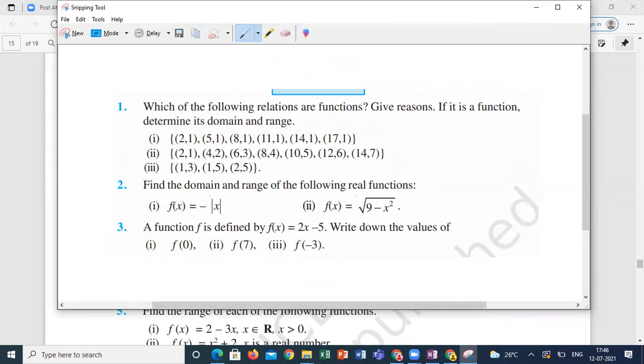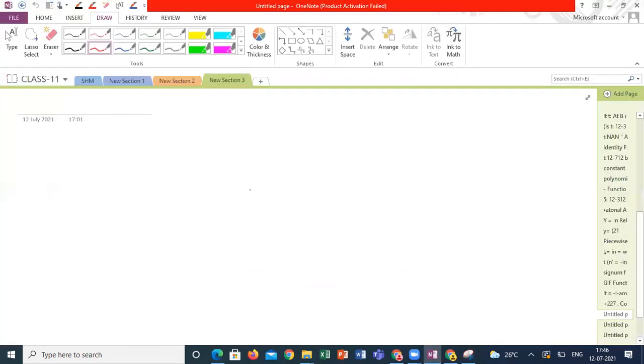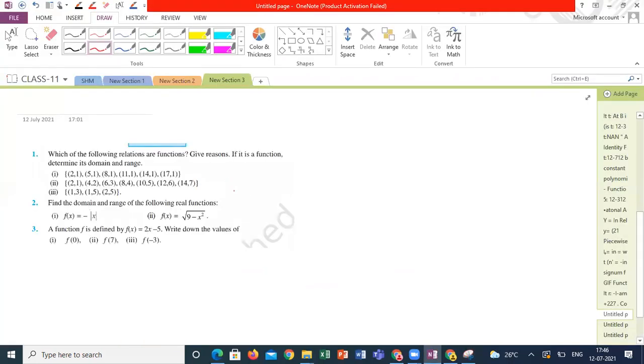Look at these questions. Which of the following relations are functions? Give reasons. If it is a function, determine the domain and range. What is the definition of the function when they give it in roster form? The first element shouldn't be repeated. The second element may be repeated, correct?